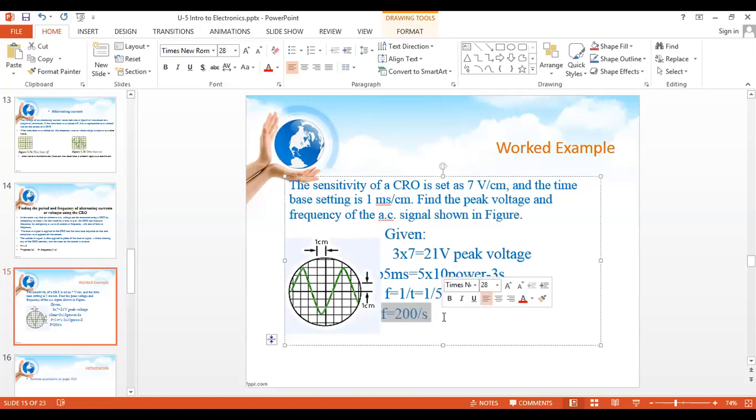200 per second, or 200 over 1 over second. That is going to be the frequency of the oscilloscope. Okay, so did you understand, guys?